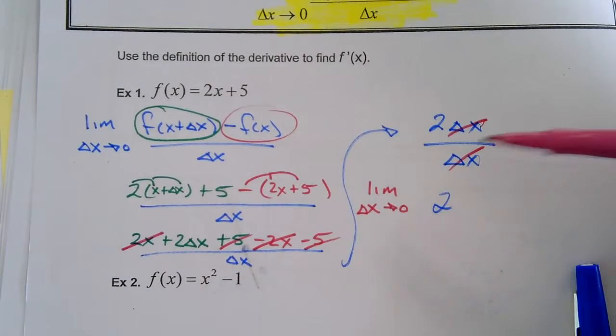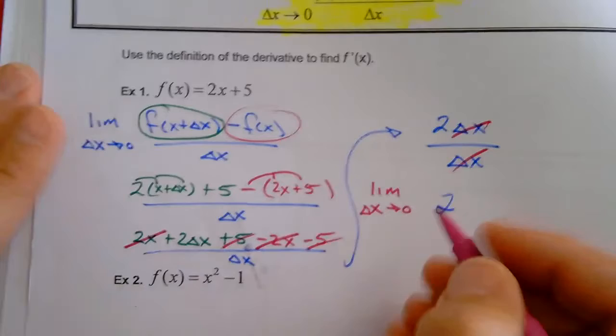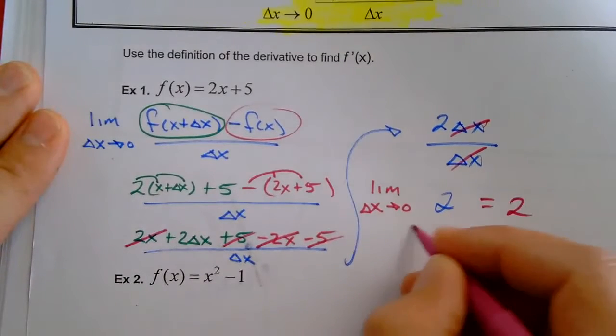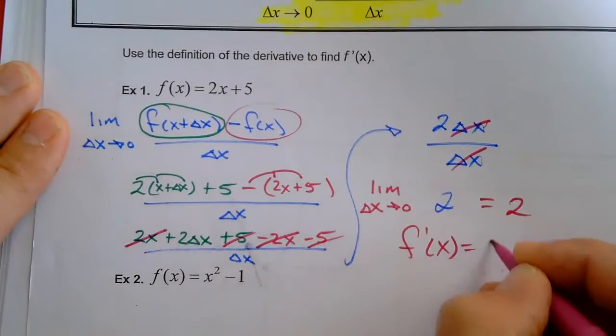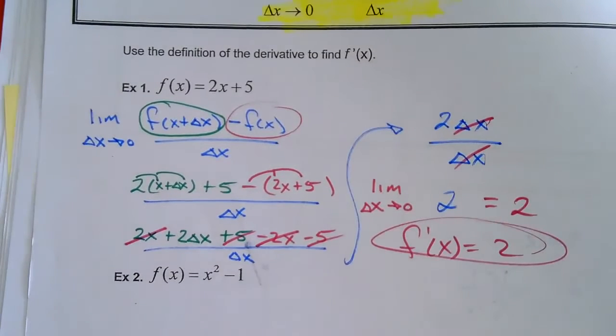And again, think about this. The intended height is 2. That line is a horizontal line at 2. What's the intended height anywhere on that line? 2. The limit equals 2. We just found that the derivative of that function is 2.